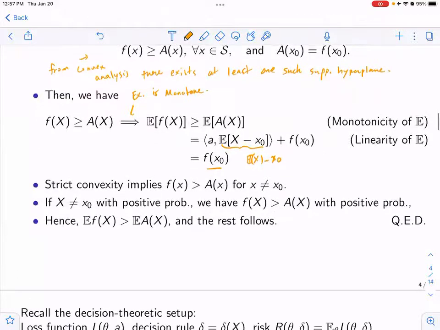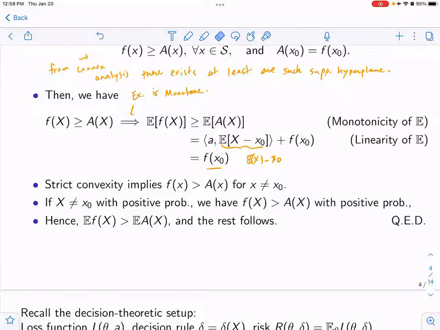And we have shown that the expectation of f of x is bigger than or equal to f of x0, and x0 is just the expectation of x. So this we have shown is bigger than this, which is just the statement of the result. So it's a very simple proof. It uses the existence of supporting hyperplanes and linearity of expectation. But it's a very far-reaching result.